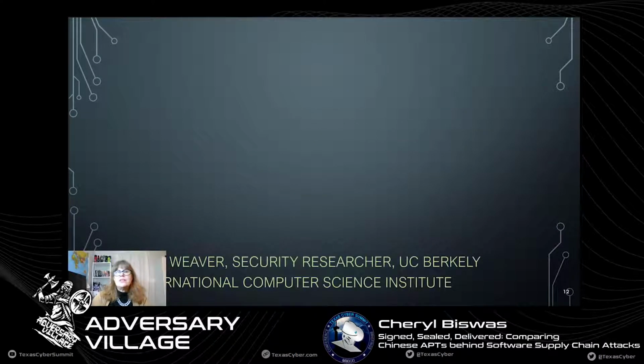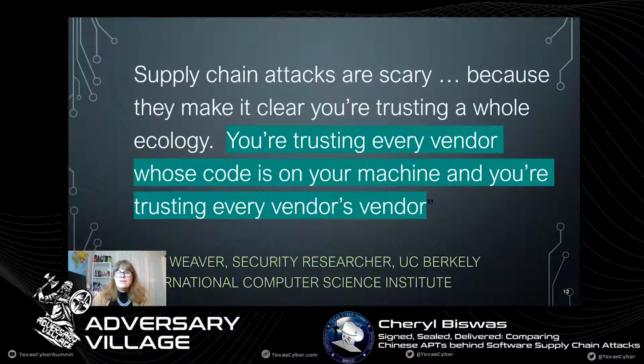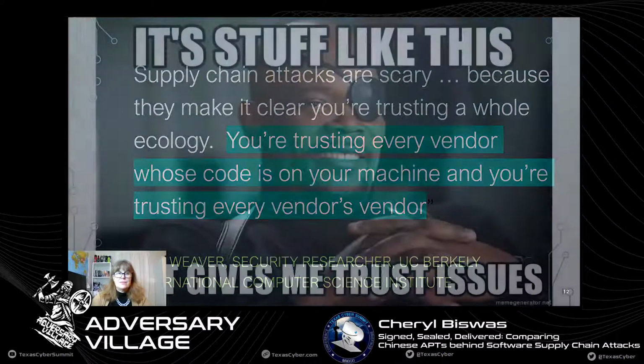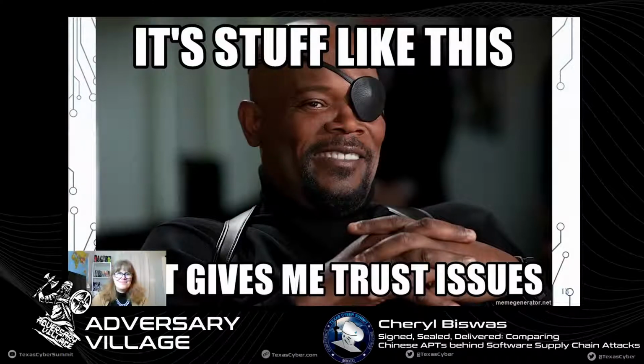Nick Weaver, who's a security researcher at University of California Berkeley's International Computer Science Institute, shares this: You're trusting every vendor whose code is on your machine, and you're trusting every vendor's vendor. So we're grappling with the growing sense of complexity in tech. It's not just what corporations deploy in their own environments, but how they're incorporating third-party tech. Per Window Snyder, the product assumes all the security risk of all the components it incorporates.